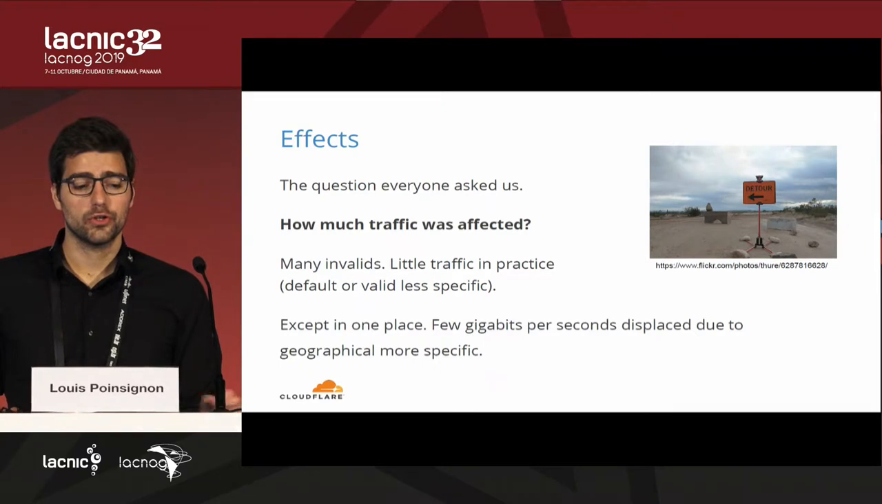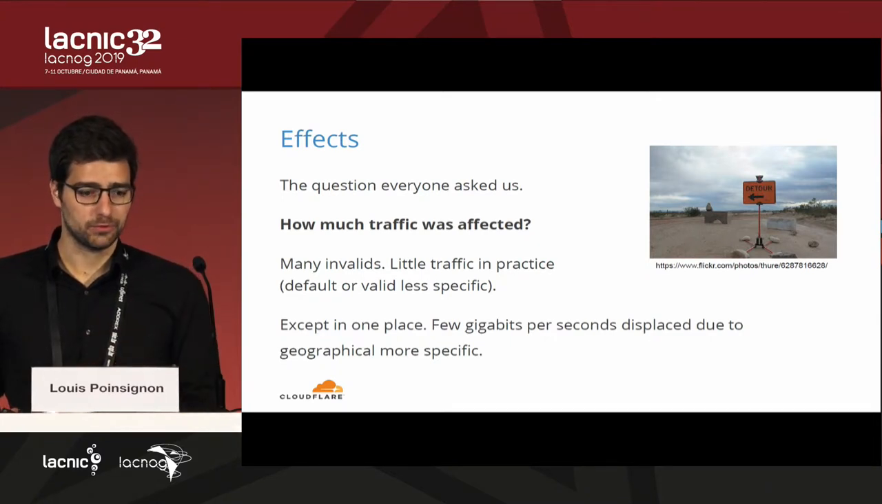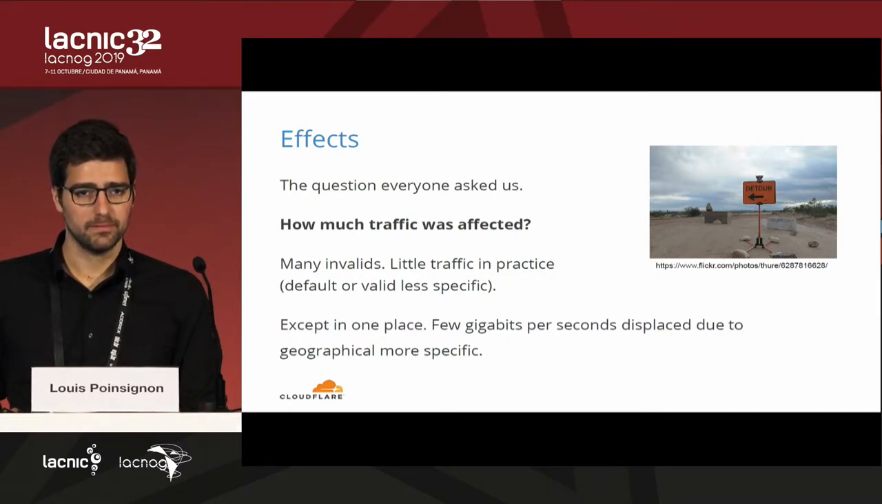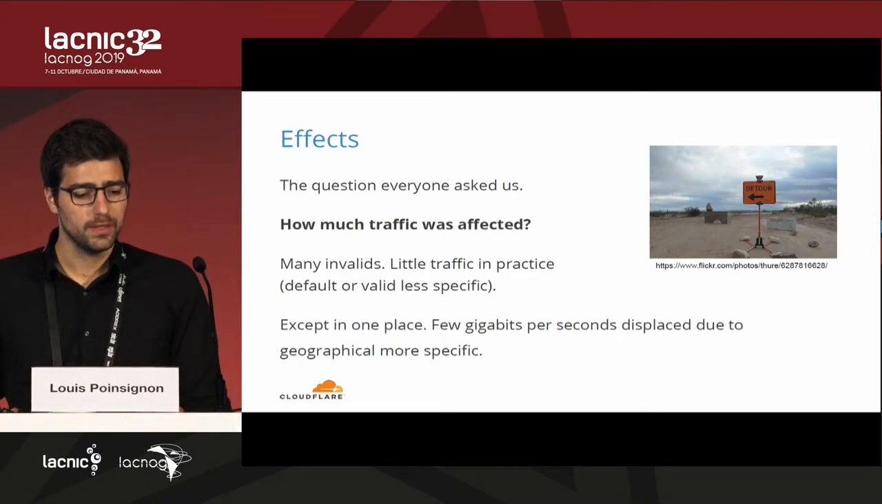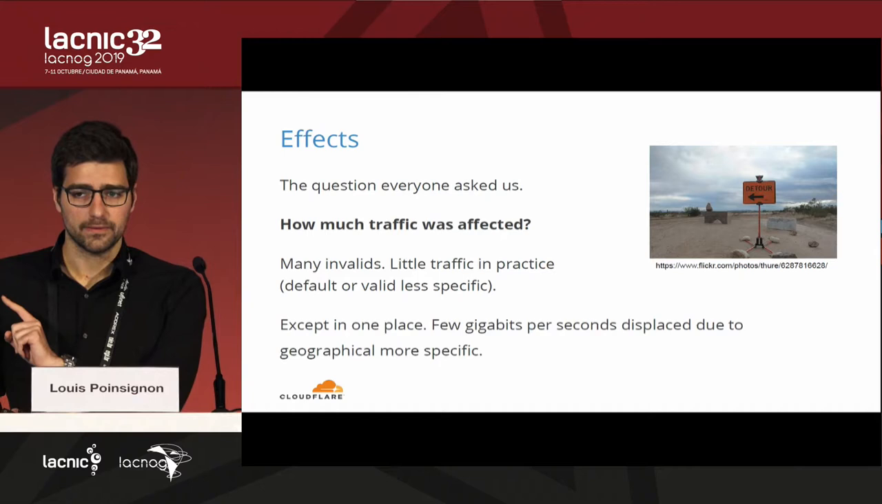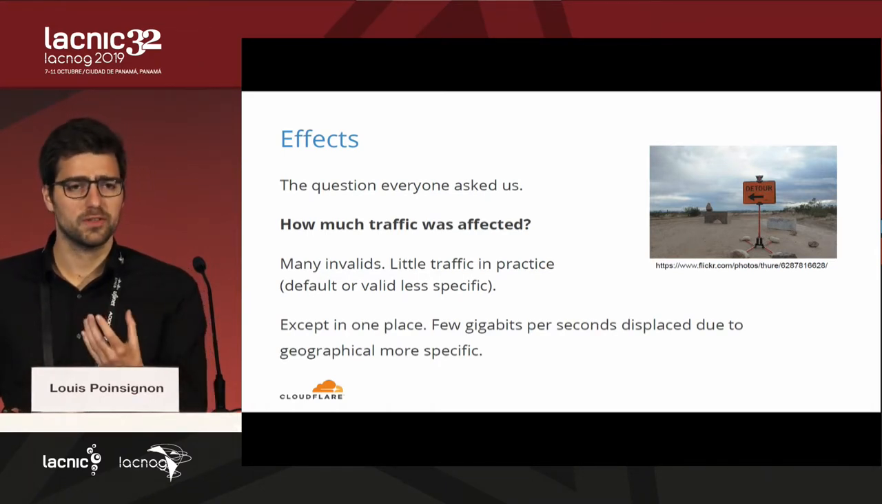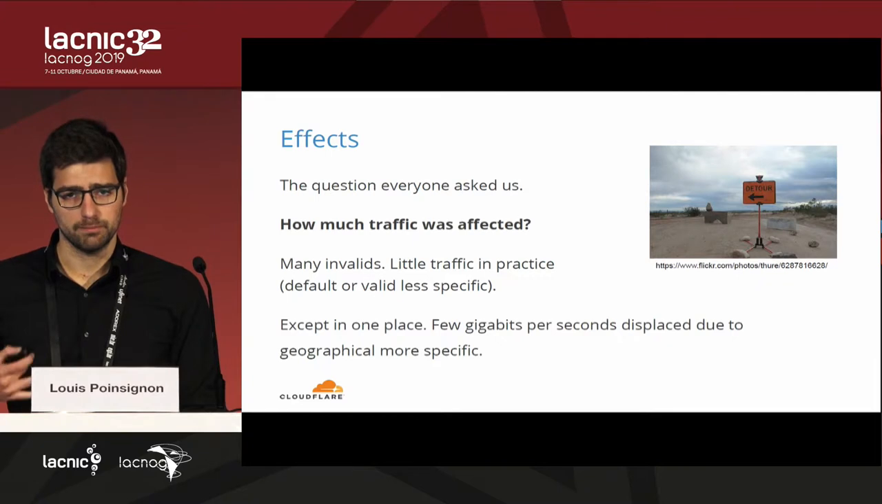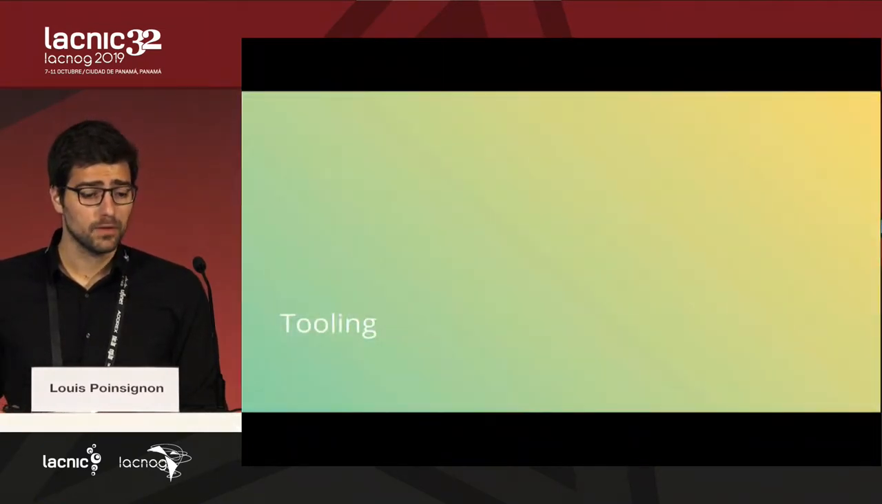The effect was how much traffic was affected by enabling the filtering of those routes. There were many invalids, actually, but it's very little traffic. And we still keep a default, so you can still be reachable. We just don't guarantee that it's going to be the best path. Now, many ISPs are doing filtering, but they don't necessarily have a default. So you may actually lose access to some places. So that means that a hijack won't go through. In effect, there was only one place that changed. A few gigabits per second was shifted from a POP to another. And it was just due to a more specific route. But this was fixed once we called the ISP and got it to fix it.